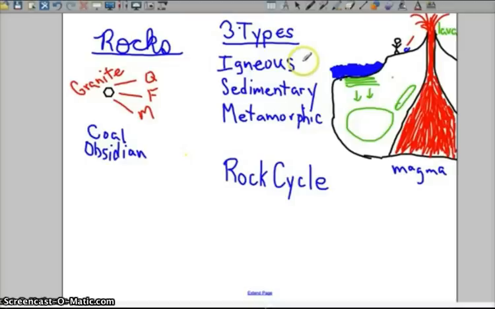Now, these three different kinds of rocks can change into one another. Once an igneous rock, not necessarily always an igneous rock. And same thing with sedimentary and metamorphic. For example, let's take the igneous rock.